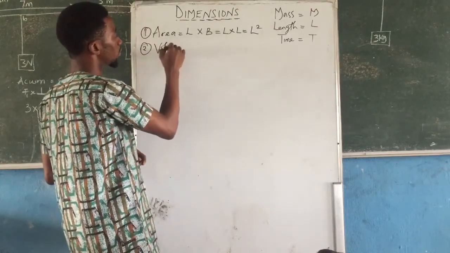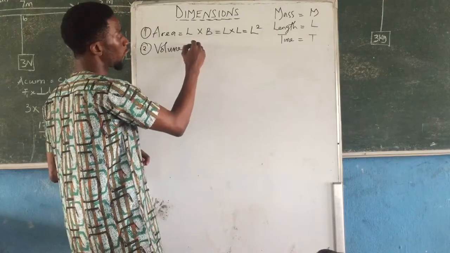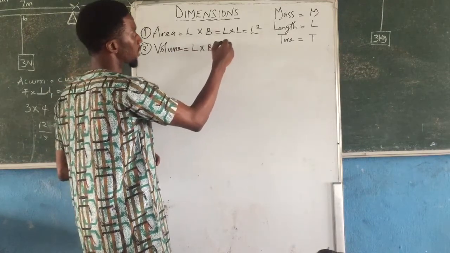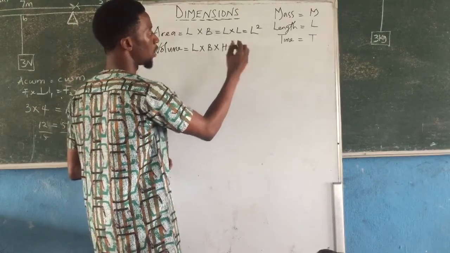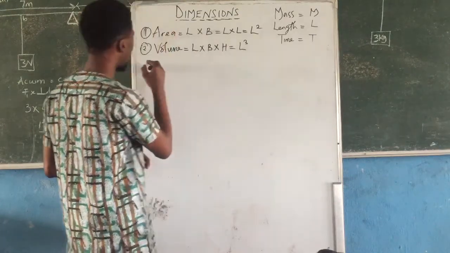Let's take number 2, volume. The formula for volume is length times breadth times height. That gives us L times L times L, which is L raised to the power 3.